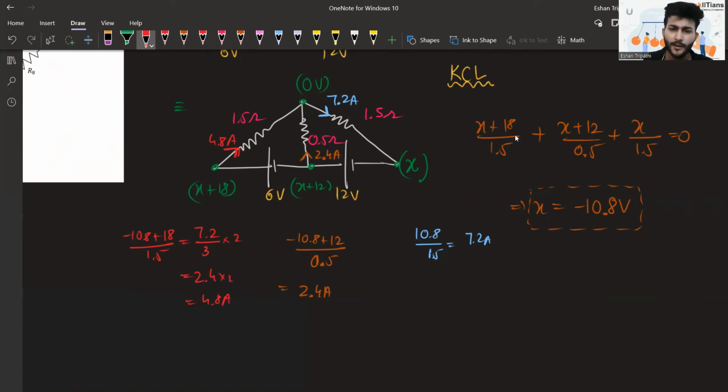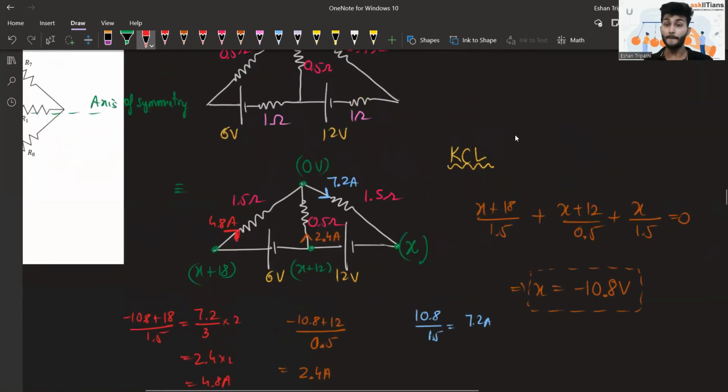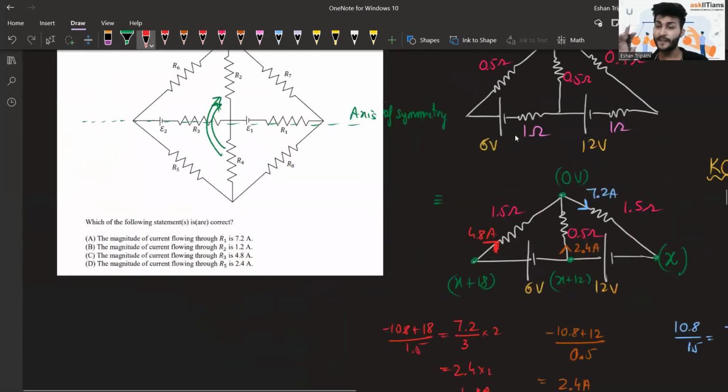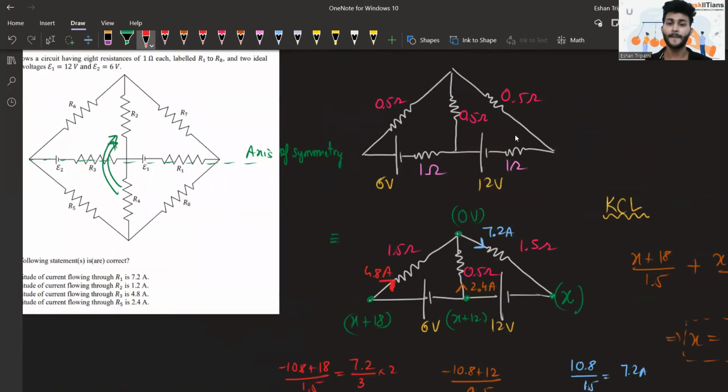Does it make sense? 7.2, 2.4, 4.8. KCL should be satisfied. That should be the condition. Let's check that very quickly. It comes out to be correct. Yes, the three currents we have found. But you cannot directly use them, because we have combined some of the resistances here. So if 4.8 ampere is in this branch, what we should say is that 4.8 went over here and then it went over here.